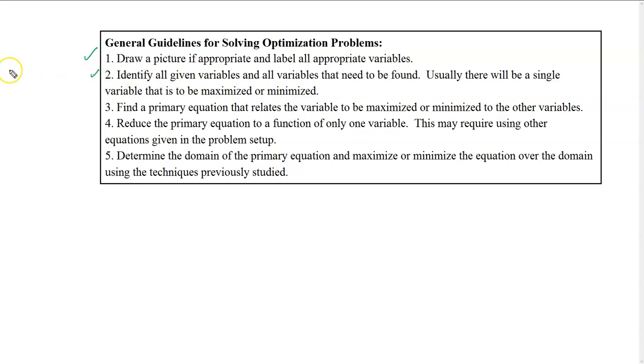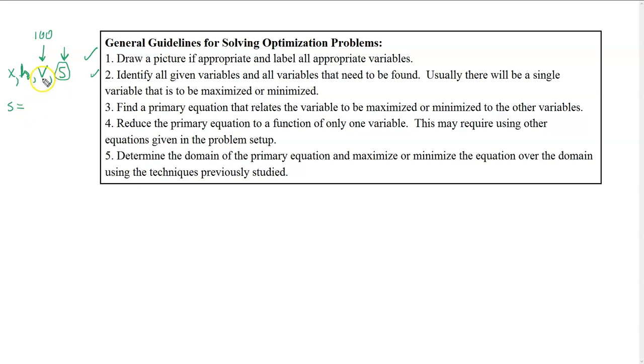So in our box problem, we had the x and the h, we identified those, and then we identified the volume of the box and the surface area of the box. And the volume of the box was a fixed constant, 100, and the surface area was the variable that we wanted to minimize. Then, step 3, find a primary equation that relates the variables to be maximized or minimized to the other variables. So that's when we took our s and wrote it as a function of x and h.